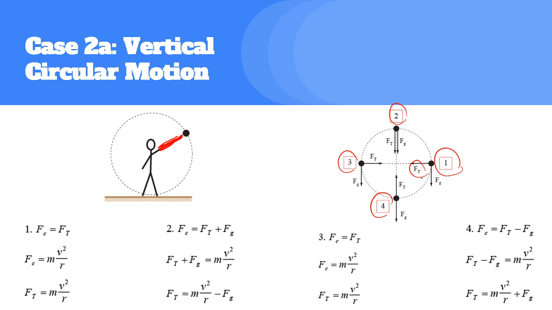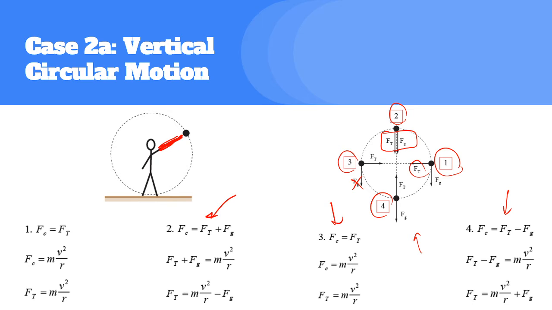only force that is going towards the center, but once it's on the top, gravity and tension are both going towards the center. Then your centripetal force is going to be tension plus gravity. And at location 3, Fg is not going towards the center, so the only centripetal force is tension. And at point 4, Ft and Fg are going against each other. So the net force that is going towards the center is basically Ft minus Fg.